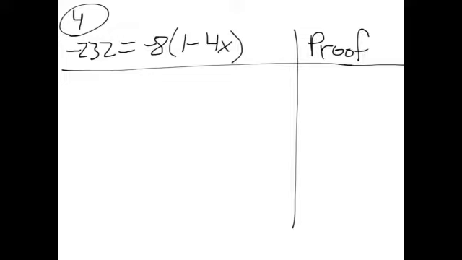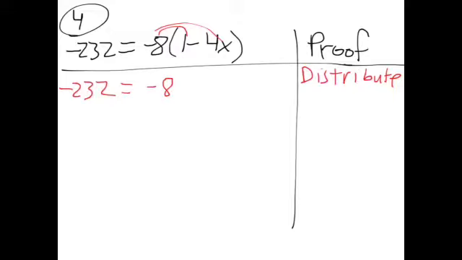And if you move over to 4, we're going to start out with distribution again. I'm going to just list it out as distribute. Distribute that -8 through. Left side you're going to get -232, just the same. -8 times 1 is -8. And -8 times -4x is going to be positive 32x.